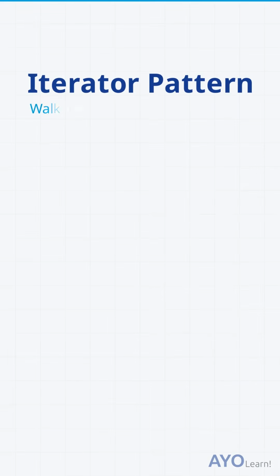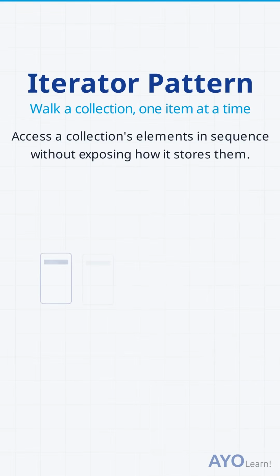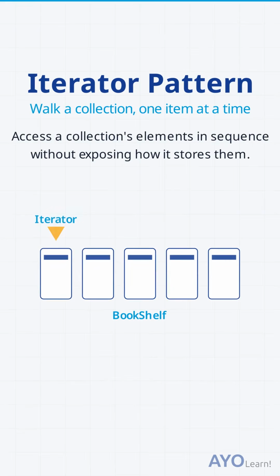The iterator pattern lets us access a collection's elements one by one in sequence without needing to know how that collection stores its data. Let's explore it together.